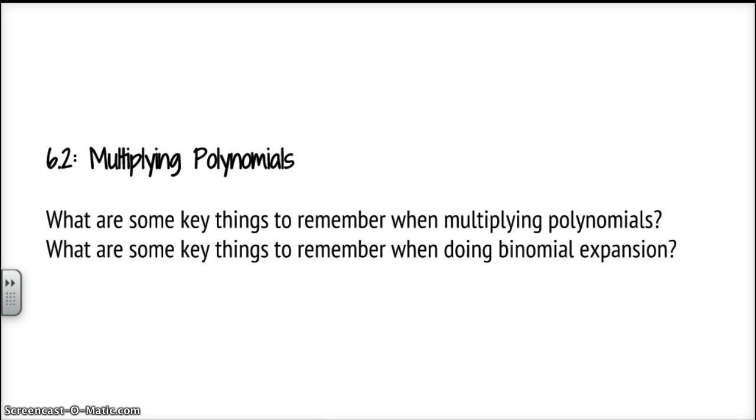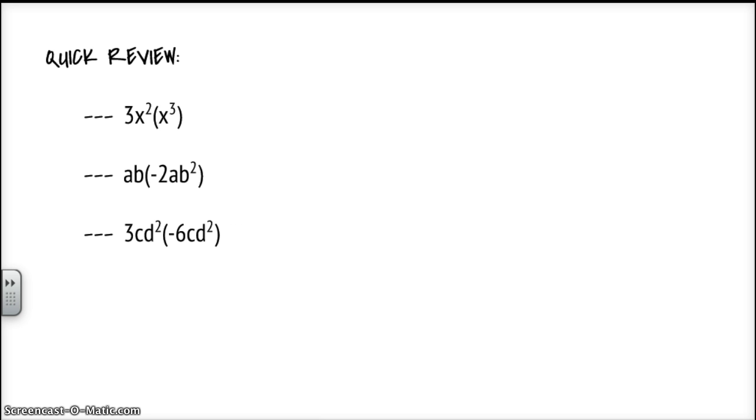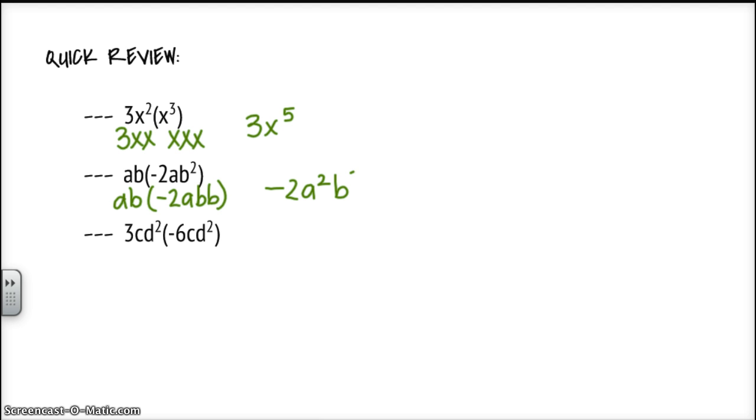Okay, really quick review here. Just try those three on your own. You can either think them in your head, or write them down if you need to. You may be thinking, oh, 3x squared, x to the third, 3x to the fifth. a b times negative 2 a b, because b squared is b b, is negative 2 a squared b to the third.